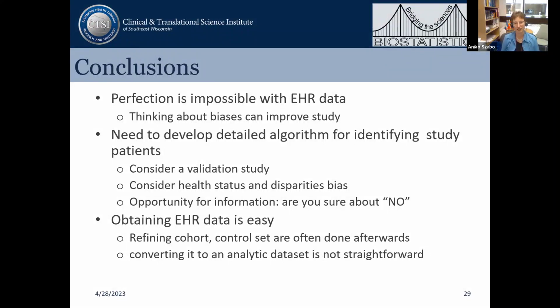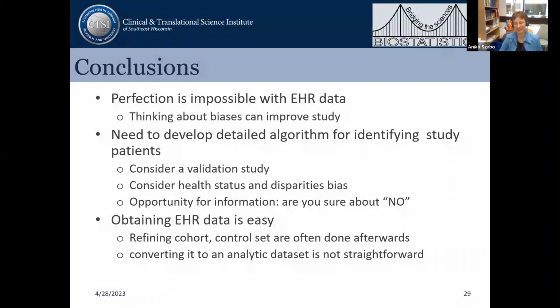And finally, obtaining EHR data is easy nowadays, in the sense that our informatics people worked very hard to make it easy. They have provided the infrastructure to get the data. But refining the cohort and working with the control sets often you then have to do offline. After you obtain data, there's still a lot of potential work. Converting all those spreadsheets to an analytic data set that you can analyze and run stats on is, again, a lot of work. And that's the topic of Dr. Huang's talks in 2 months.